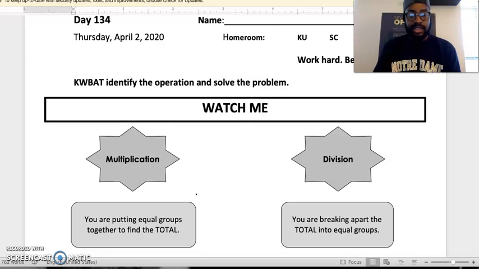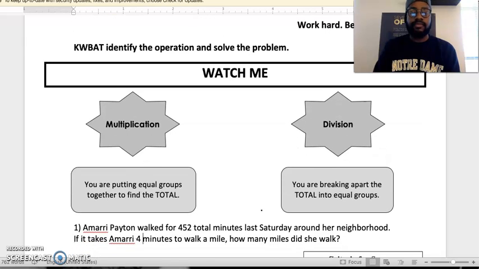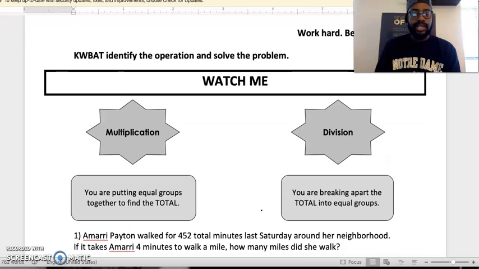So I need to ask myself, do I have the groups and am I putting them together to find the total? Or do I have the total and I'm breaking that apart to find the groups? So you're going to watch me do this first problem, and then that's the same strategy you will use when it's your turn. So problem number 1 says, Amari Payton walked for 452 total minutes last Saturday around her neighborhood. If it takes Amari 4 minutes to walk a mile, how many miles did she walk?